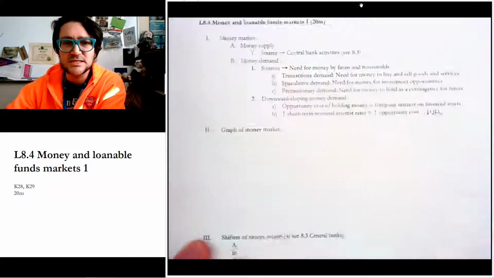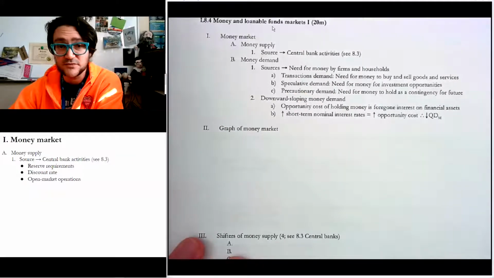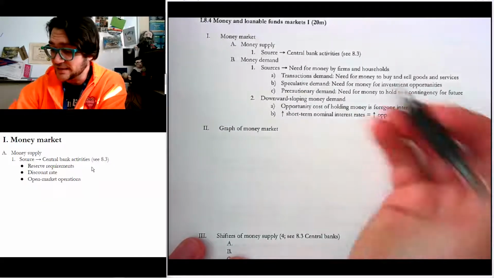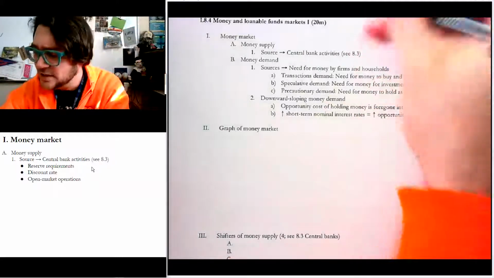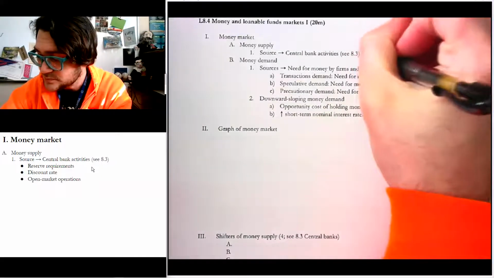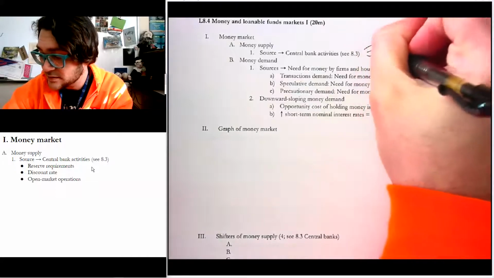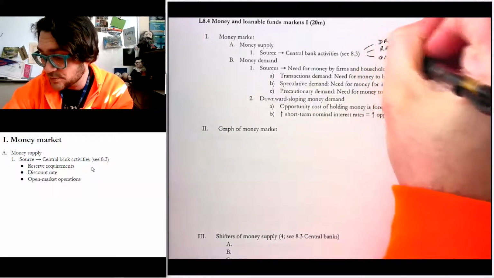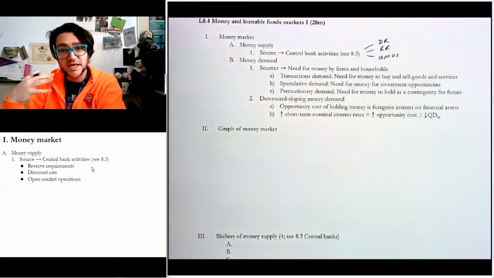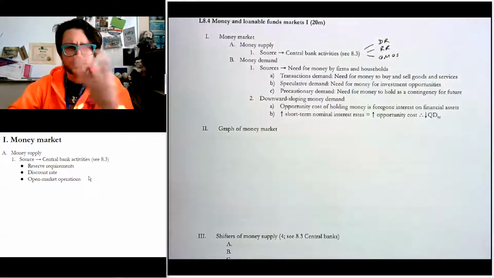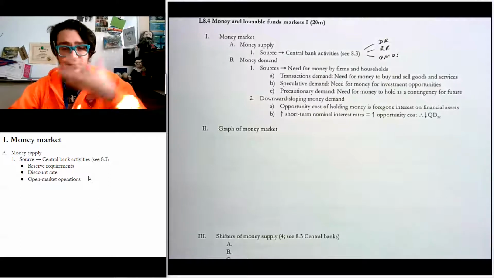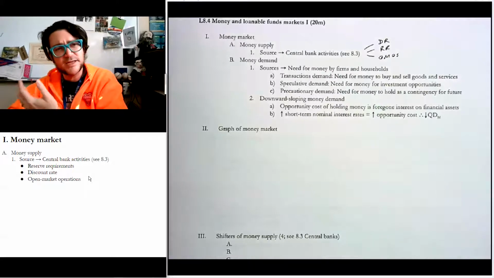The first thing is that the source of the money supply is the central bank. We learned about this in the last couple of videos. The three tools are the discount rate, the reserve requirement, and open market operations, and those can increase or decrease the money supply. So we know the money supply comes from the central bank. They create the money, and then we see where it goes.